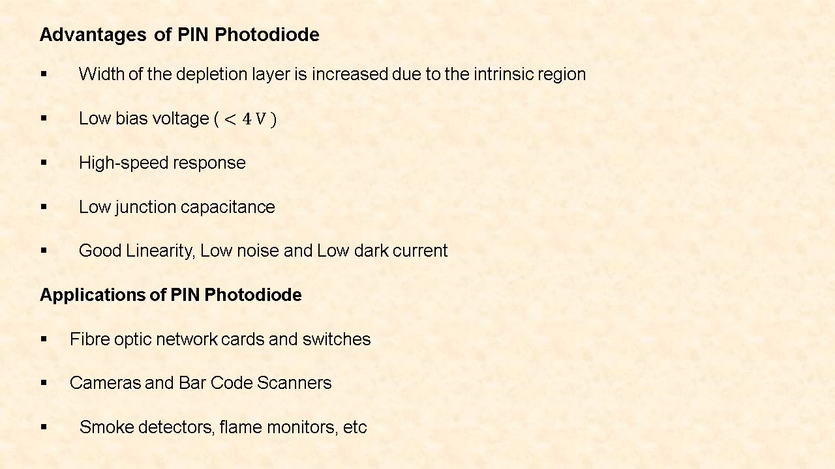The advantages of the PIN photodiode are: the width of the depletion region is increased due to the insertion of the intrinsic region, and only low bias is required, that is less than 4 volt. PIN photodiodes have high speed response. Due to the intrinsic region, they have low junction capacitance compared to the PN junction photodiode. They have good linearity, low noise and low dark current.